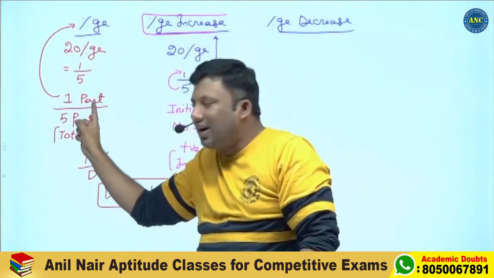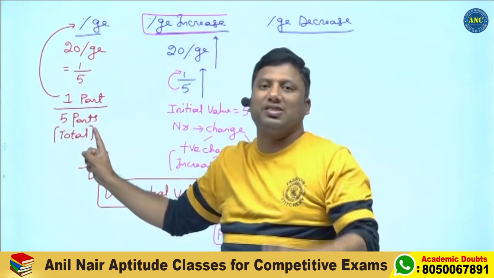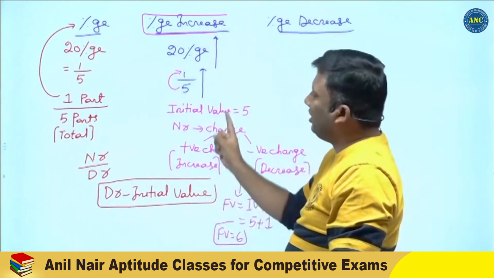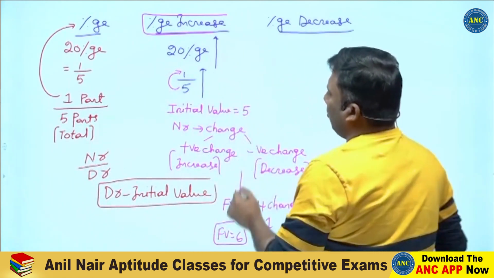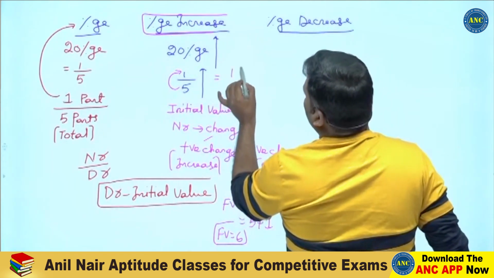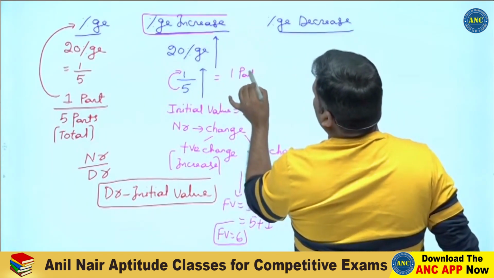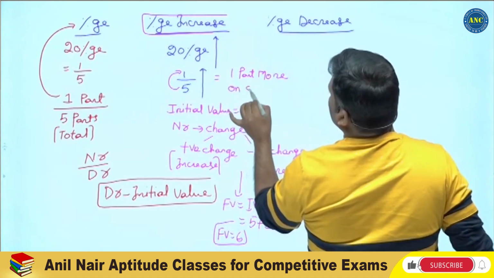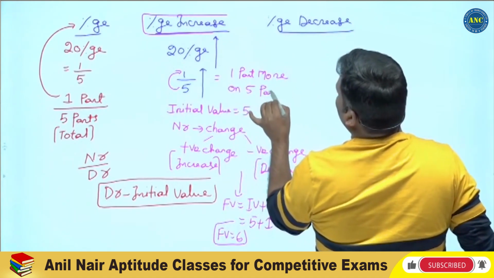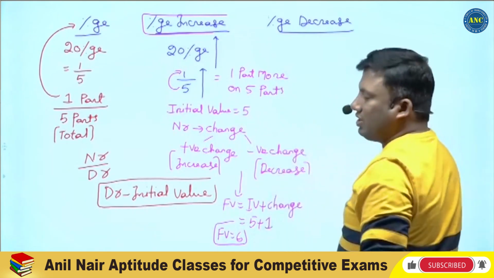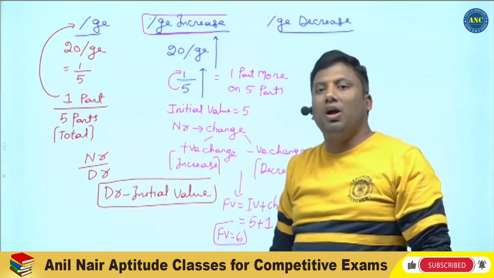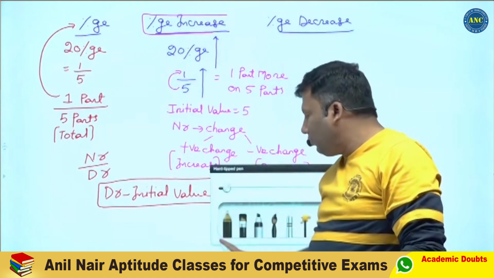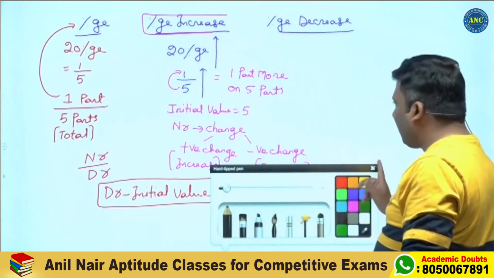I want exactly one part out of 5 parts. That is 20%. I want one part more. The meaning of this statement is one part more on 5 parts. So the final value will be 6. I hope it is clear.